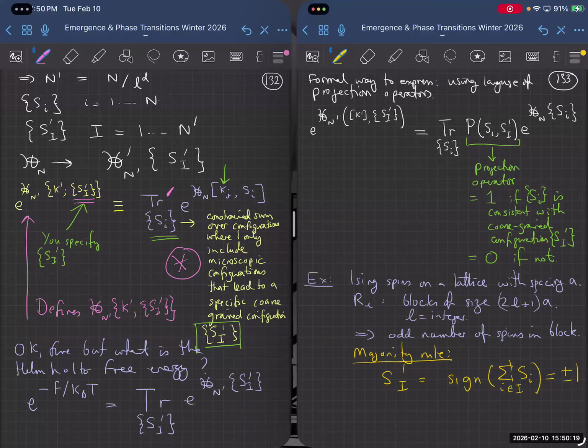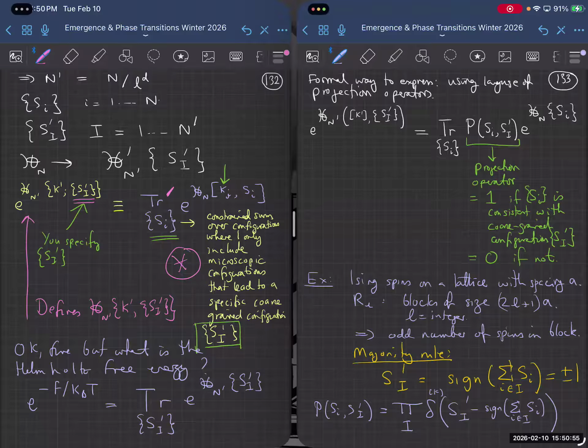And my projection operator, and this is where I'm going to end today's lecture, the corresponding projection operator is this one. And the next time we'll unpack this, is the product over the coarse-grained lattice, a Kronecker delta function of SI prime minus the sign of the sum of I in big I of SI. And that's how I literally can write down this projection operator.